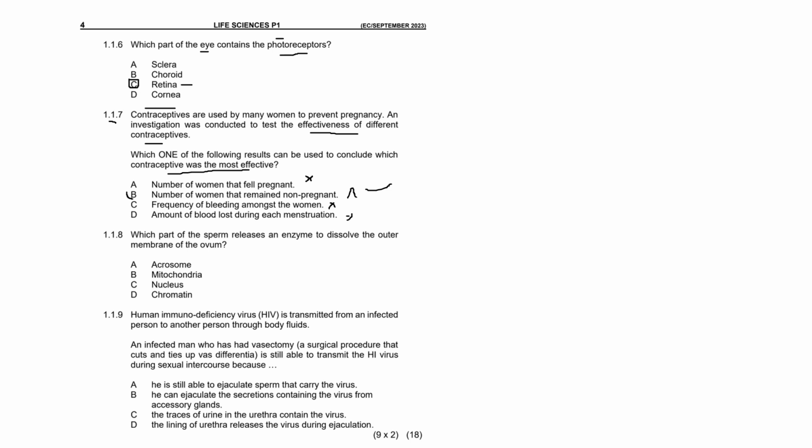The bleeding and stuff is something else, not what we want to investigate, because our investigation here is to test how effective the contraceptives are. So we can't test the bleeding part. The aim is to find out if people are not pregnant.